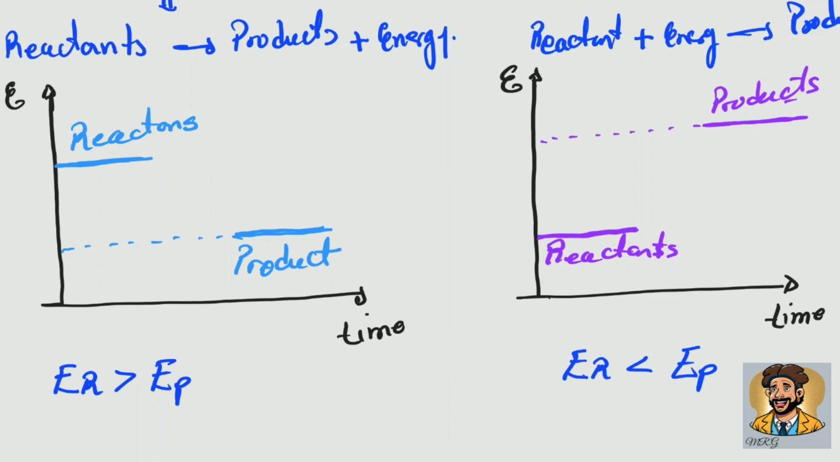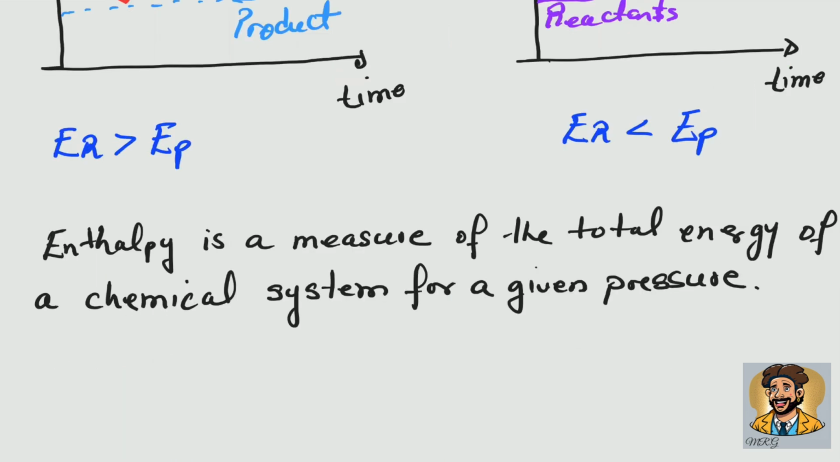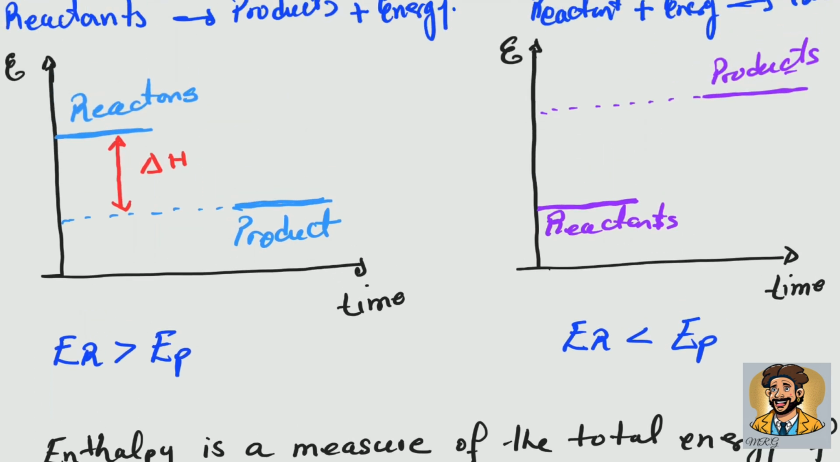Now, what else can you see from this graph? That there is a change in energy. This difference here that you can see is what we call change in energy. But we are not going to refer to energy, rather we refer to enthalpy. And it's a good time to speak about enthalpy. Enthalpy is the measure of the total energy of a chemical system for a given pressure. So we are not going to speak about energy itself, but about enthalpy. And the symbol for enthalpy is the letter H. That is why we refer here to change in enthalpy.